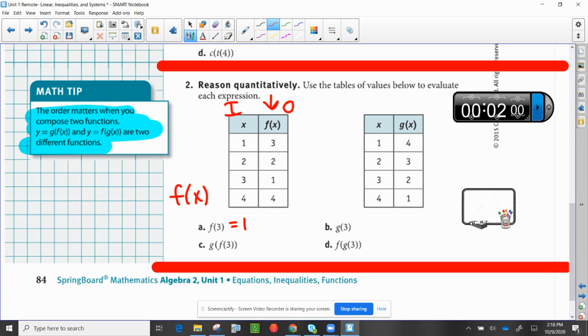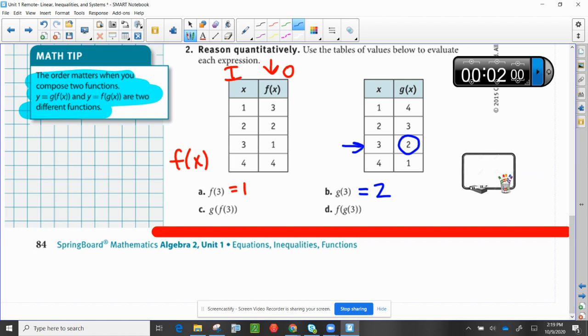Why don't you guys try B? Find g of 3. What would g of 3 be from that table? Well, g of 3, here's the value for 3, so that function would be 2.